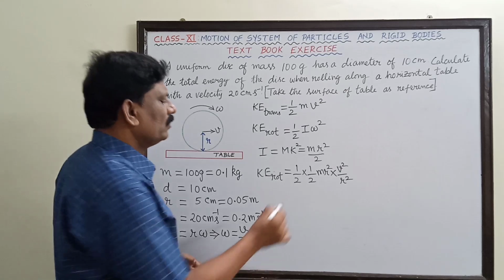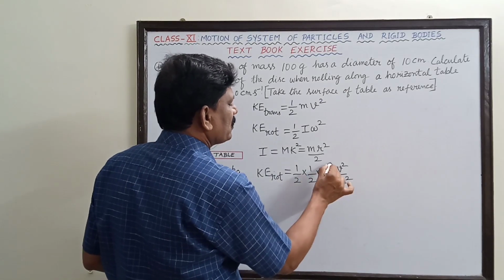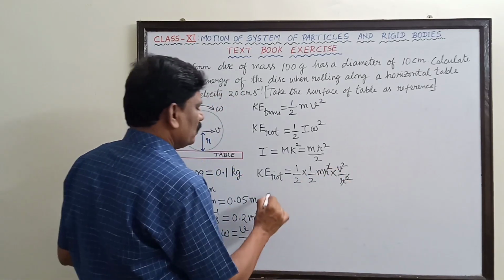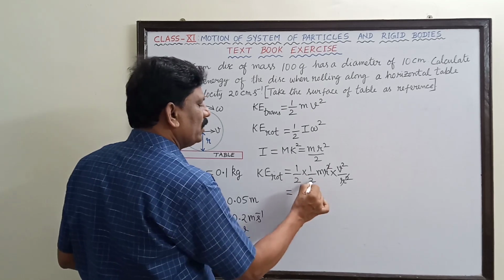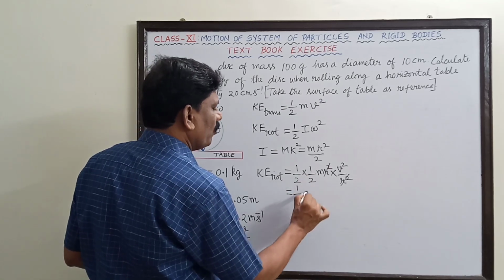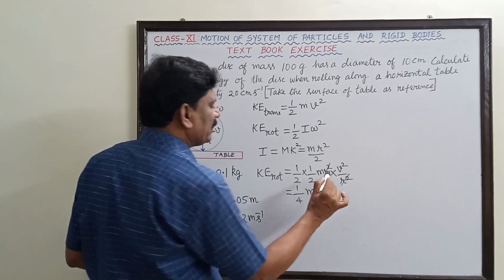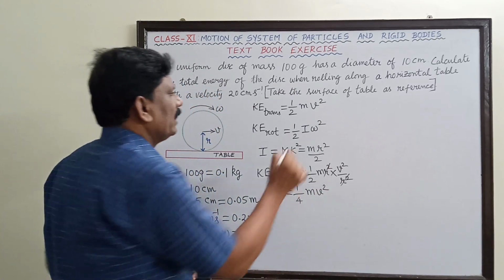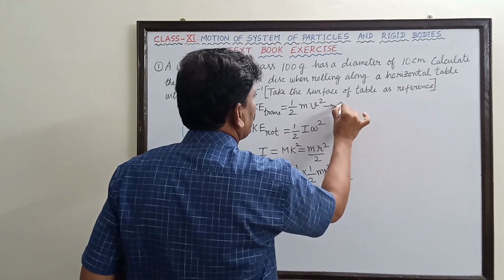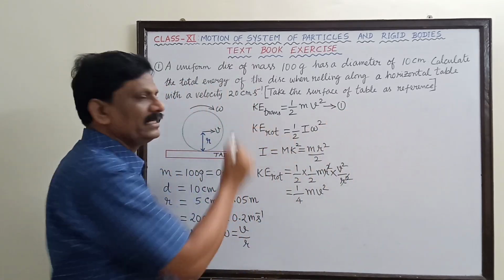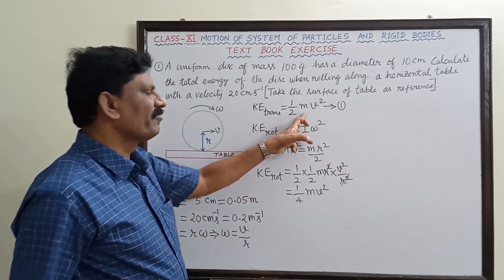Okay. Now this r square and r square get cancelled. So this will be equal to 1 by 2 into 1 by 2 is how much? 1 by 4 mv square. Okay. So already we have got one equation for kinetic energy translatory motion, that is half mv square.